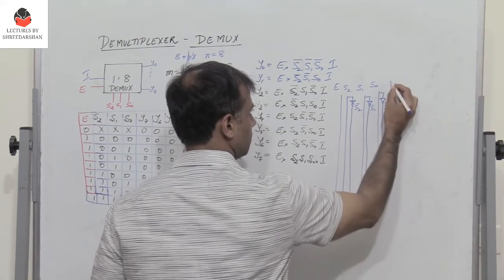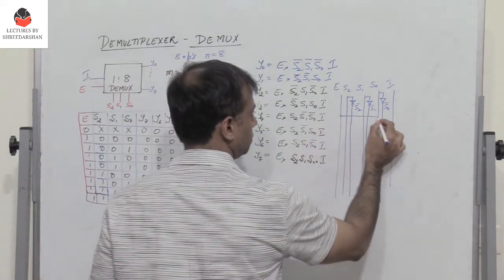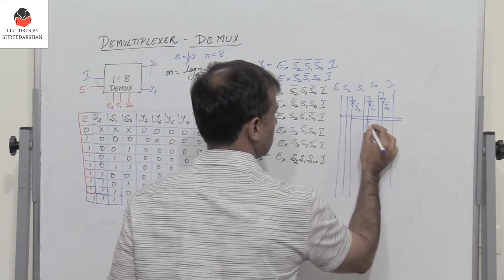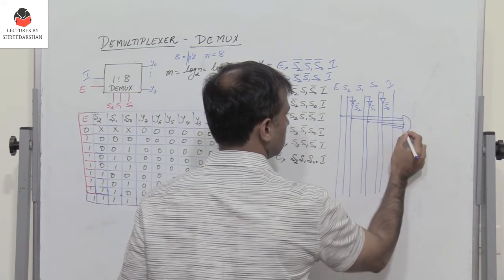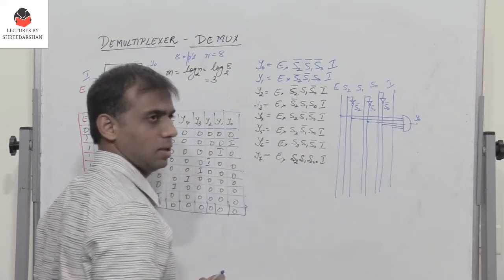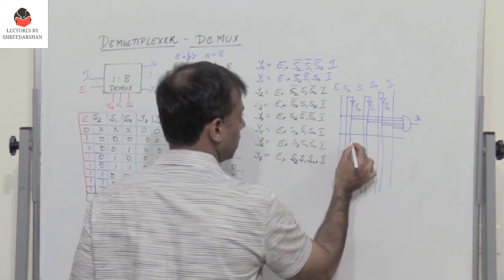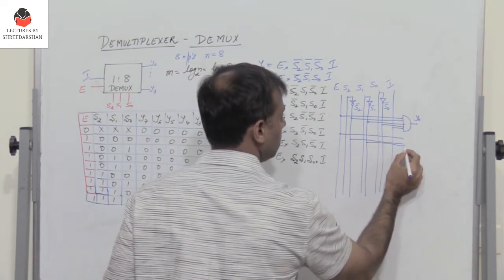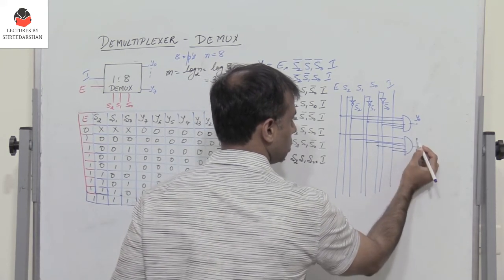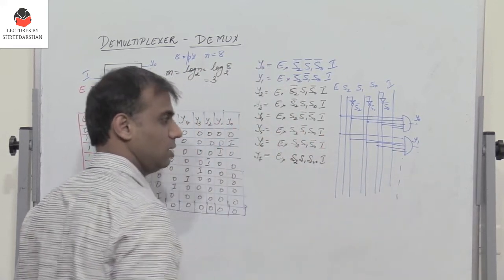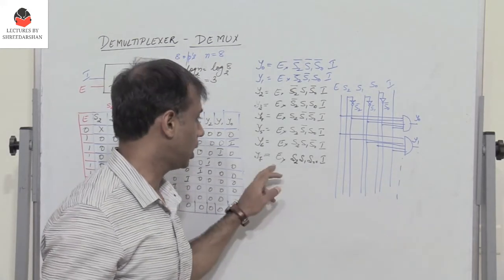And then you have I. So in the first case, you pass all of them, that is E, S2 bar, S1 bar, S naught bar, and I through an AND gate, and you get Y naught. And similarly, what about Y1? You pass E, and here it is S2 bar, S1 bar, and S naught. And then I pass it through another 5 input AND gate, you get Y1. Similarly, you can complete it for all the other outputs from Y2 to Y7.